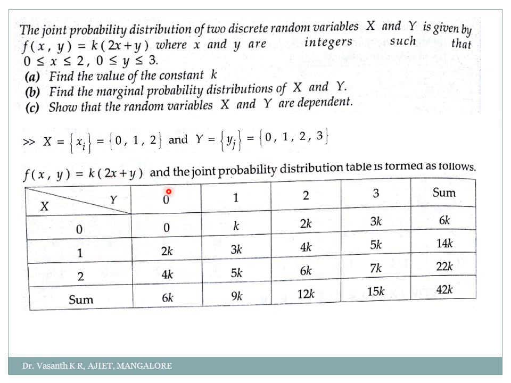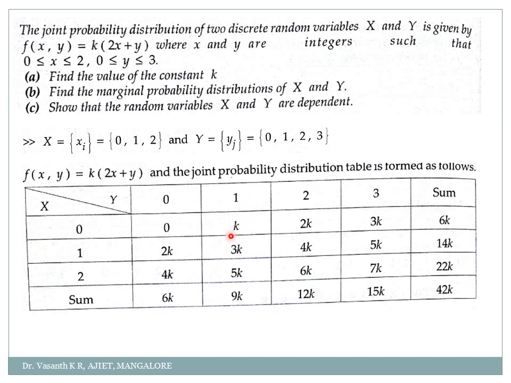When x is 1 and y is 1, so 2 into 1 is 2, 2 plus 1 is 3, so I'll get 3k. When x is 1 and y is 2, 2 into 1 is 2, 2 plus 2 is 4, 4k, then 5k. Similarly, you do all other things. Okay. Now my aim is, if I want to write these probability values here, I should find the value of k.